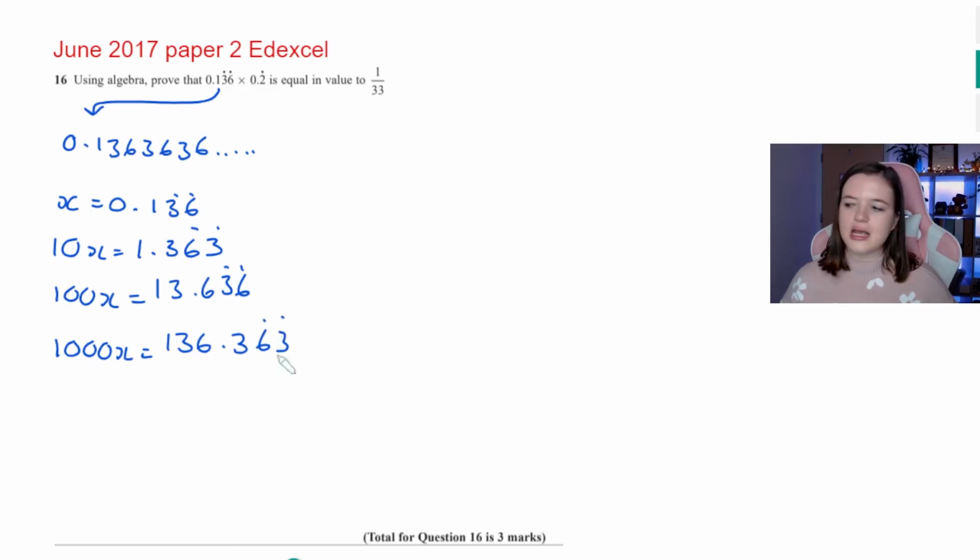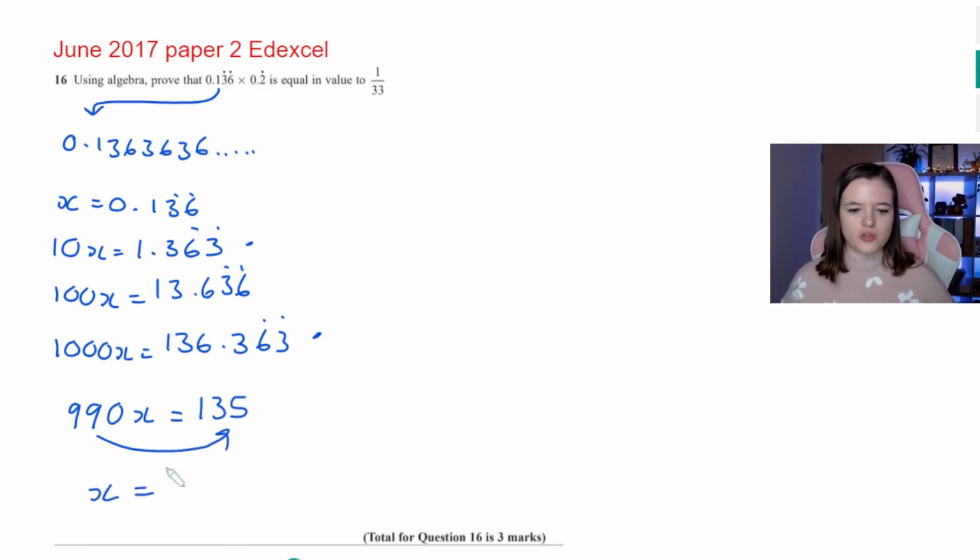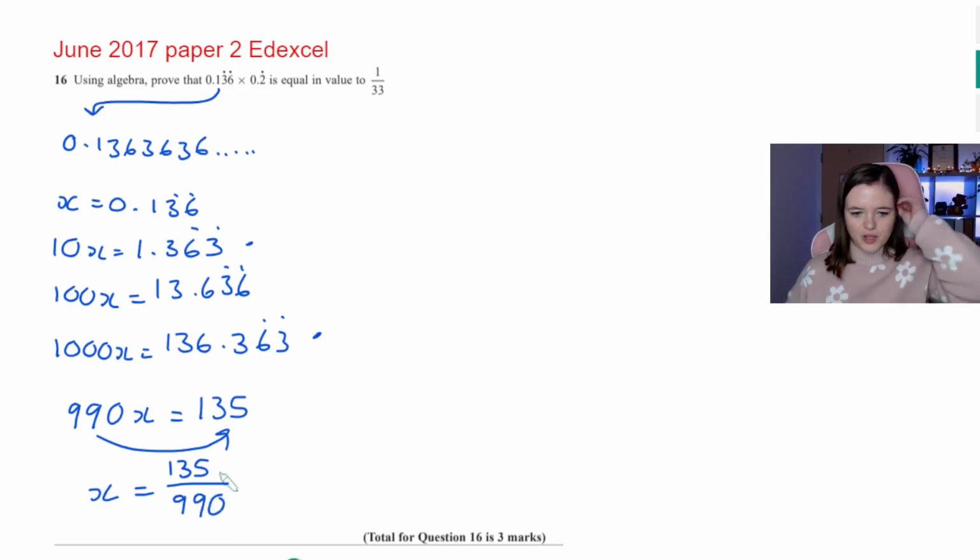So then this one is the same as this one. So we're going to subtract these two. We're going to do 1000x, take away 10x, which is 990x. And then 136 minus 1, 135. So then divide that down there. We then get x equals 135 divided by 990. Okay. Can we simplify that?